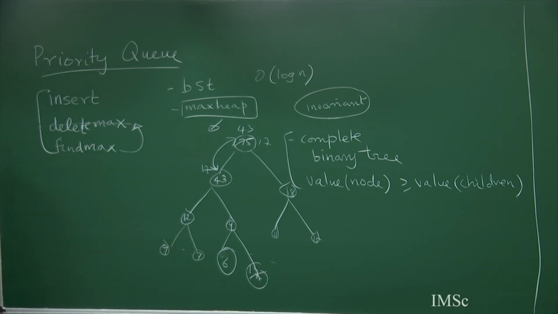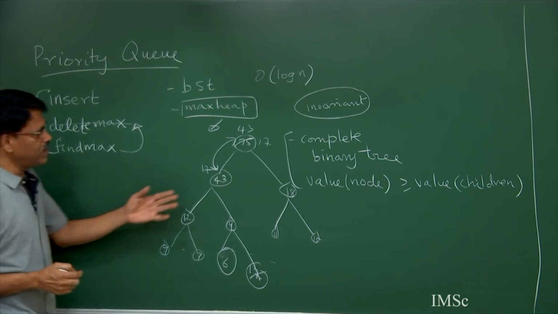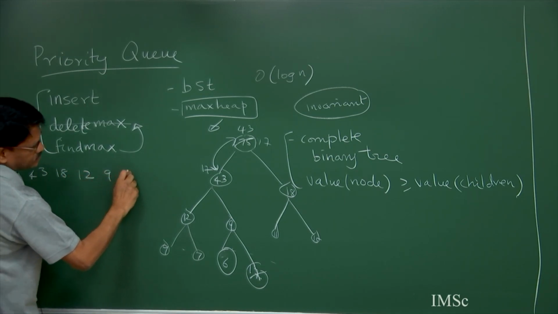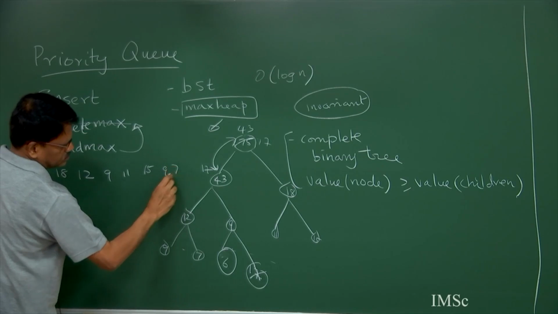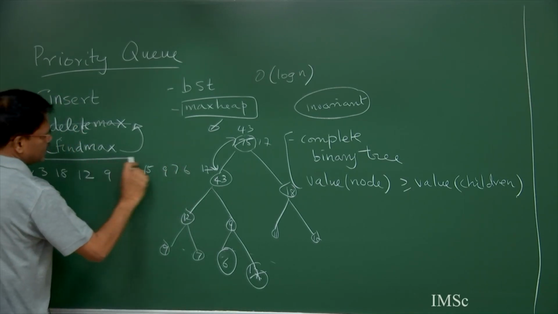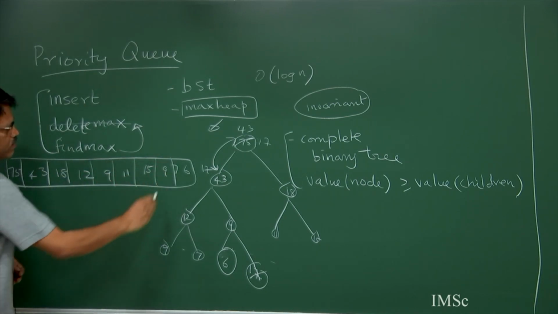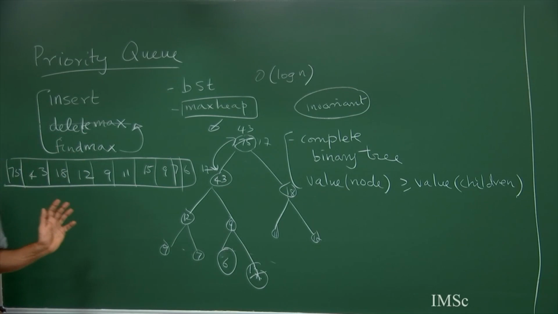Okay, what else? You don't have to balance it. It is simple to implement. More importantly, you can do everything in a simple array. You don't need these pointers. If you read these nodes level by level, I can write this whole heap like this. No pointers, nothing, you can maintain an entire heap in an array.